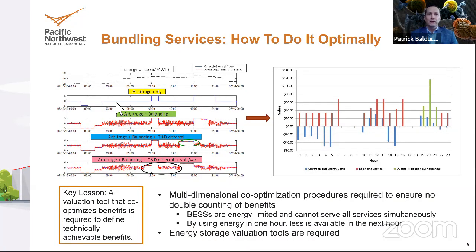Now you're getting almost no value associated with arbitrage because you've deviated from that to take advantage of the higher value applications. So this really is necessary to take advantage of multiple use cases and estimate their value realistically, because after all, there's a multi-dimensional co-optimization procedure required. Avoid the double counting. If you use energy in one hour, there's less of it available in the next. And if you're providing energy for one service, you may or may not have any energy available for the other services simultaneously. So you effectively have to account for that in the modeling process.